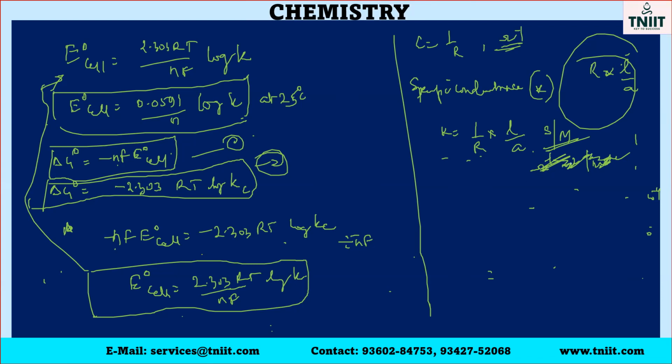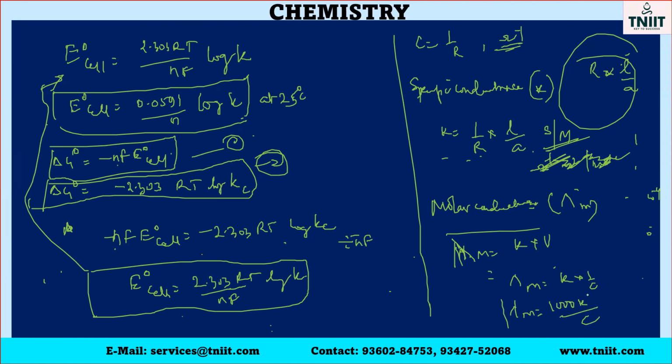Next, we have molar conductance. Molar conductance is represented by the letter lambda m. Lambda m is given by the formula K into V, where K is the specific conductance and V is the volume of the solution. Or we can write lambda m equals K into 1 by C, because volume is inversely proportional to concentration. Finally, this formula is very important to work out the problems: 1000 K by C. Molar conductance can be calculated by the formula 1000 K by C, where K is the specific conductance.